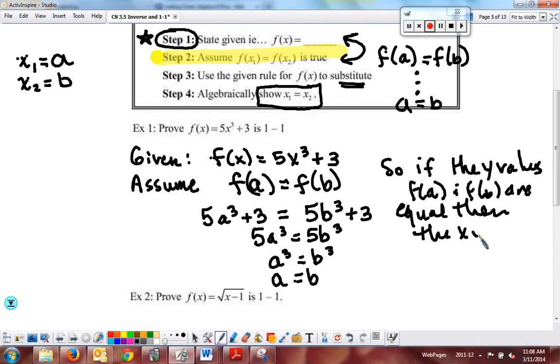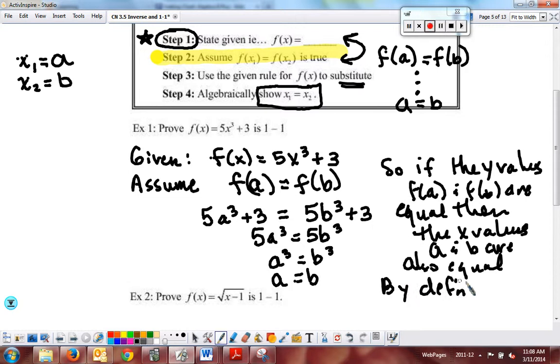The x values, A and B, are also equal, which means the function is one-to-one. By definition, basically, f is one-to-one. Okay? That's the full formal, completely written up, everything you're going to write. But we do start to shortcut, because you're like, okay, what are the most important steps here?